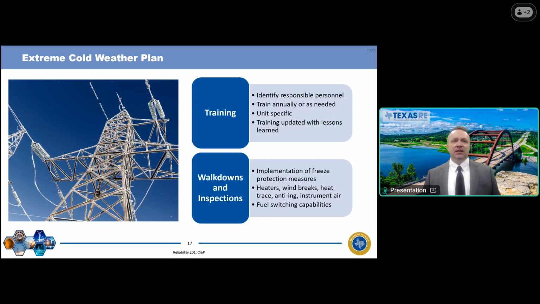As I said, Texas RE is actually going on site and performing walkdowns and checking things like heat trace, instrument air, and other low water drains that would be included in entity inspection checklists as well.